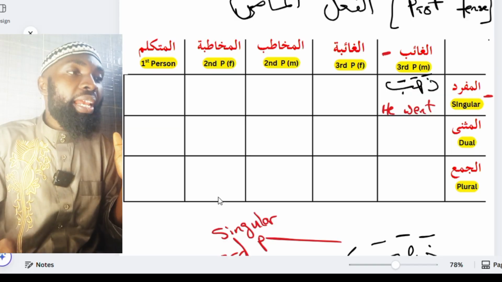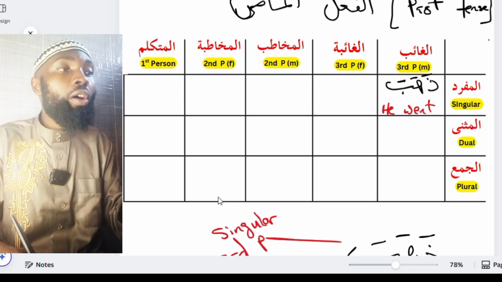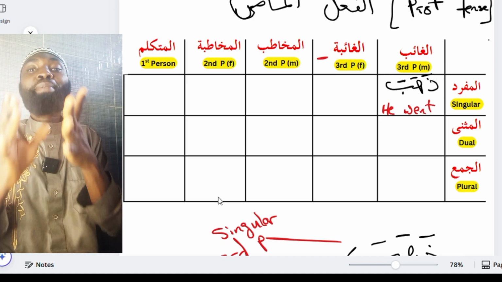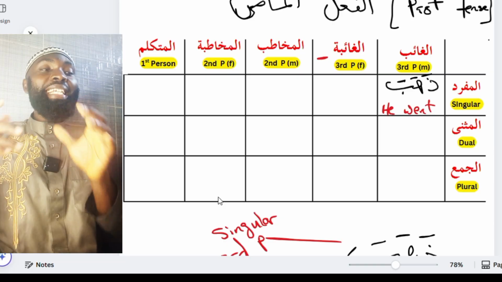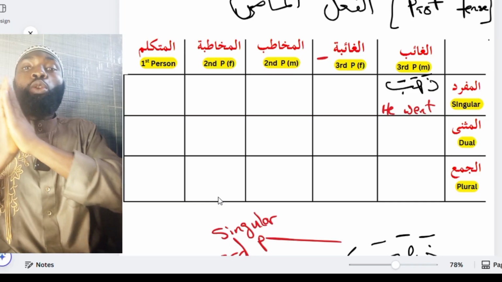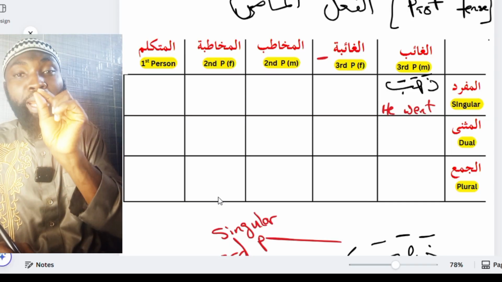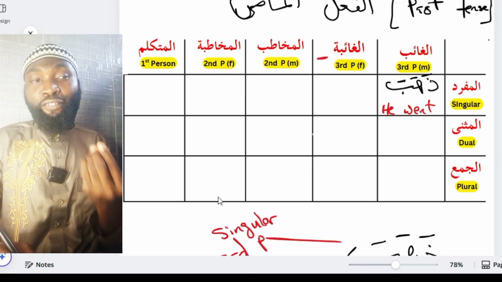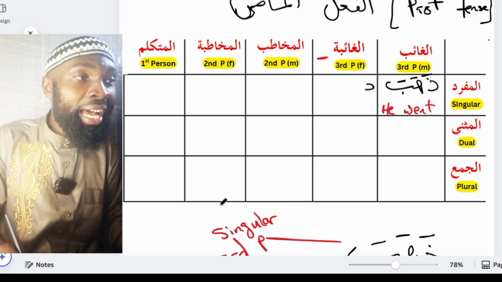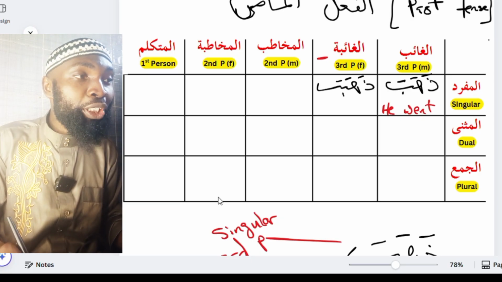Good. Now, if this is clearly understood, then moving on to the column of al-ghaibatu, which is what? The third person female. This person you are talking about is the third person, and also she is a female. It is a girl or a woman. You want to tell me that this woman has gone. Now, dhahaba was used for a male. Which word are you going to be using for a female? It will no longer be dhahaba. Rather, this time we would have the word dhahabat.